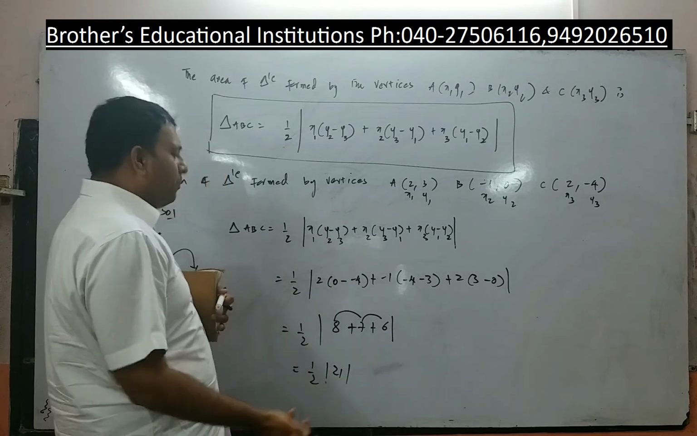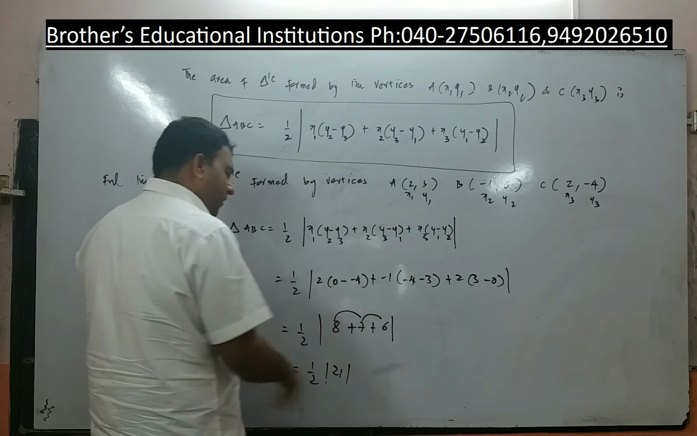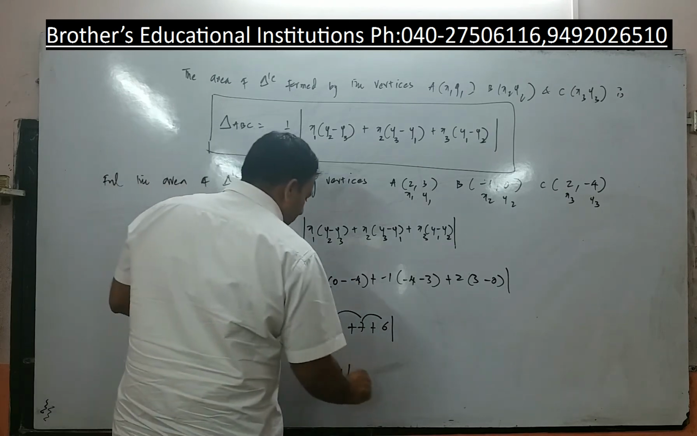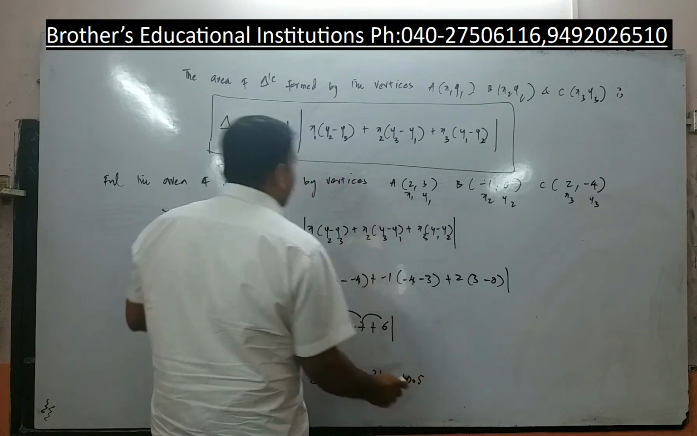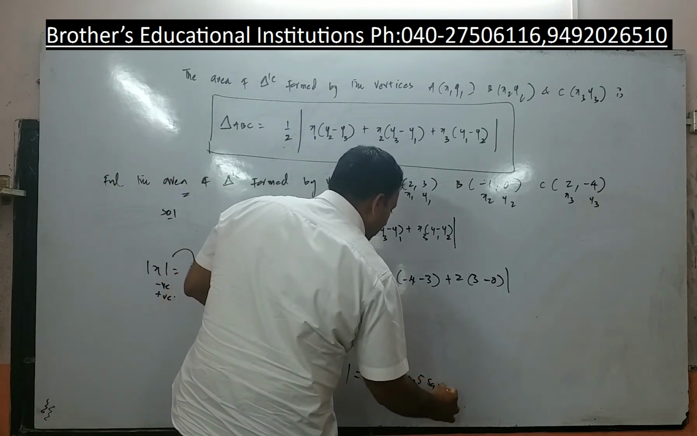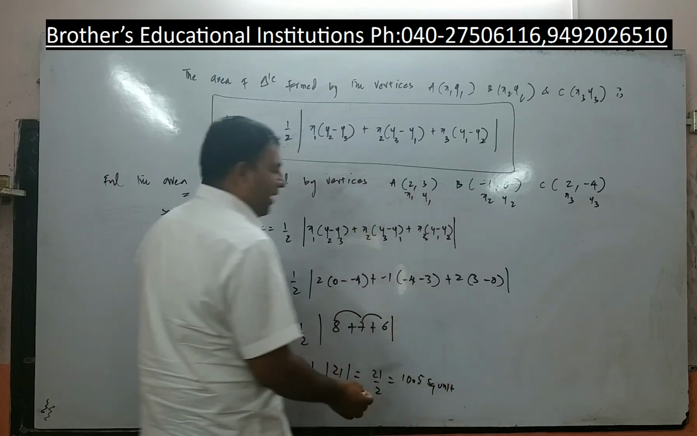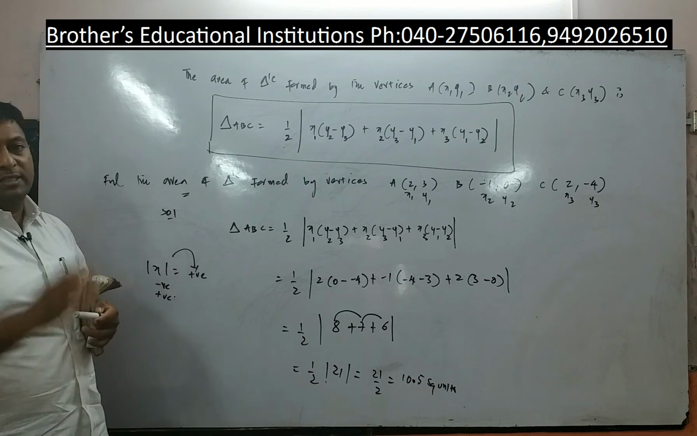Area has to be always positive. So in future, even though you come across negative values, the final result you have to write as positive. So it is 21 by 2 or 10.5. What are you dealing with? You are dealing with area. So never forget to mention square units. So this is the way you find the area of the triangle when the vertices are given.